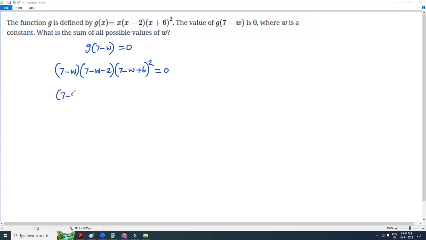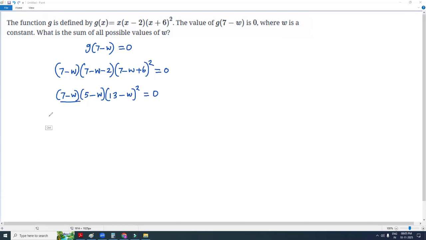Okay, 7 minus w. Let's do some simplification over here. When I combine this positive 7 and negative 2, I am getting 5. That is, we get 5 minus w. And here, when I combine this positive 7 and positive 6, I am getting positive 13. That is, (13 − w) the whole square equals 0. Here, the product of these three quantities is equal to 0. Whenever the product of two or more quantities is equal to 0, then one of the quantities has to be 0. So the first one may be 0, or the second one may be 0, or the third one may be 0, so that the product can be equal to 0.